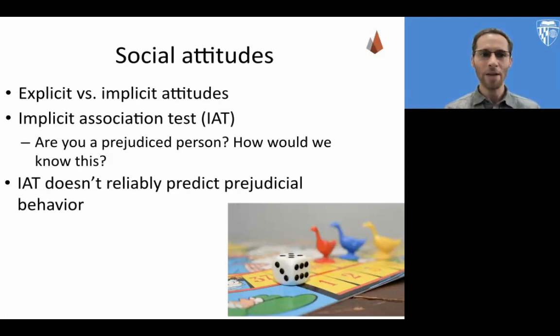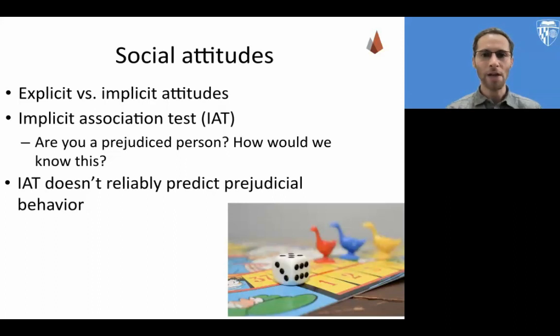But at the same time, we might have negative biases towards social groups. We also have positive ideas in our mind about fairness and justice and concern for others' welfare. So that's why the IAT, in my opinion, doesn't reliably predict prejudicial behavior.